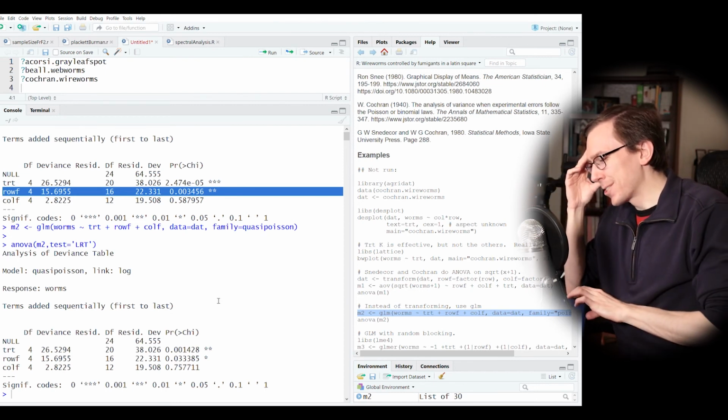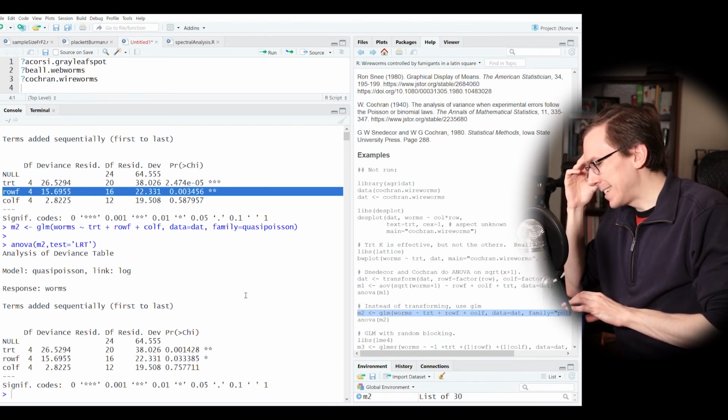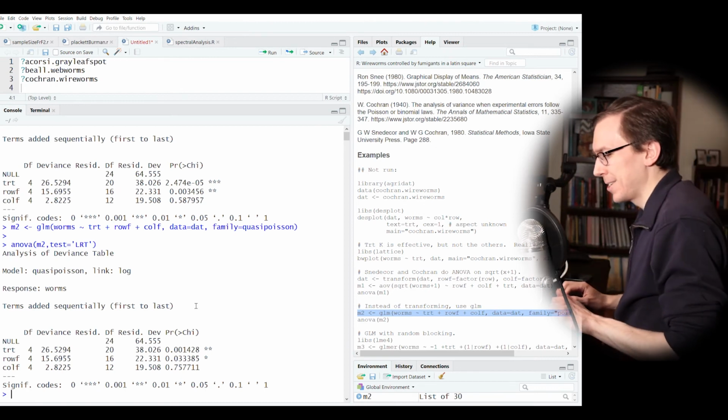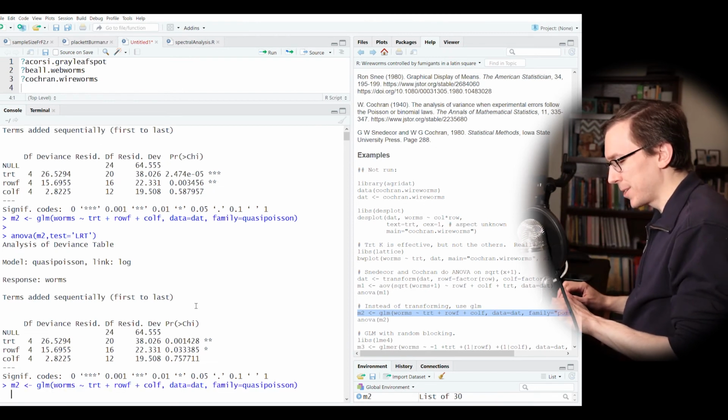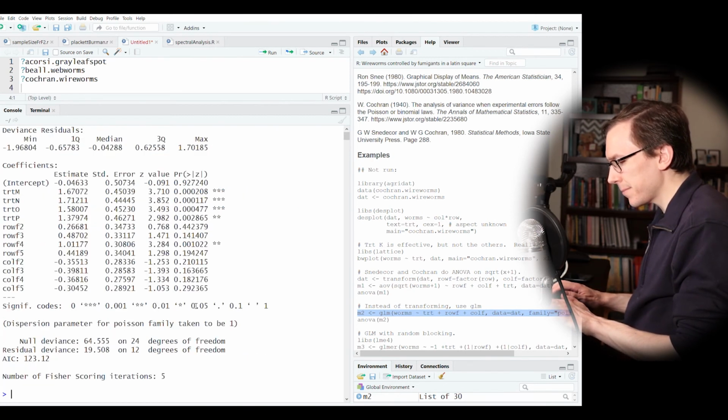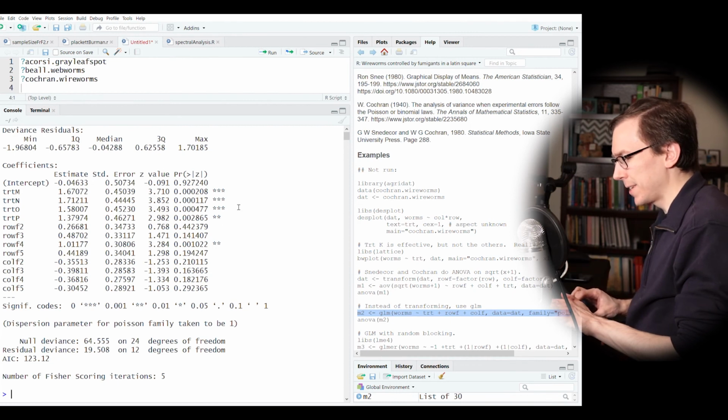But you can't help but notice that when I change to a quasi-Poisson, the p-values are suddenly not as absurdly significant as they were before. So it is worth noting. And what it makes me want to do is go back. What I should have done is save these in two separate variables so that I can look at the summary, because the summary is going to tell us where the significance lies.